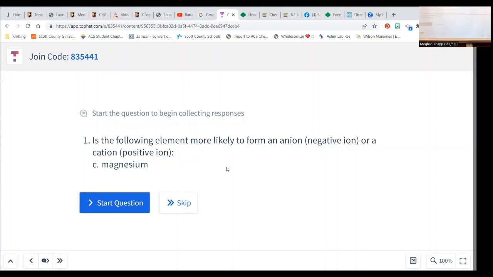Okay, so we talked about where elements are on the periodic table and whether they would be metals or nonmetals, and we said the metals are going to be positive, the nonmetals are going to be negative. So magnesium, Mg, in this column, is that going to be a cation or an anion?